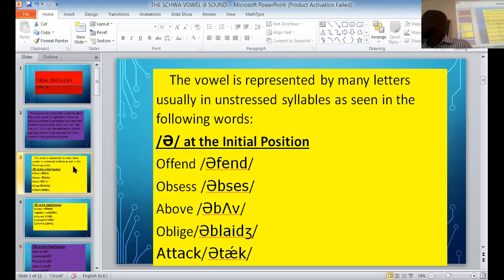Okay, when you transcribe those words, you can see the transcriptions. You can see that letter O has a schwa sound. Not up, but up. Say it, everybody. Now.